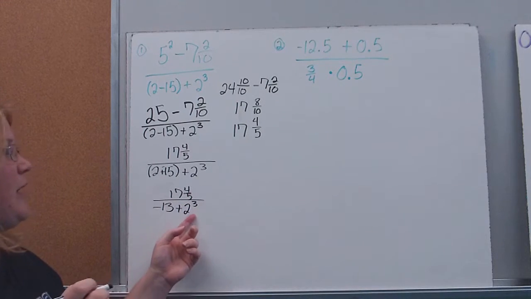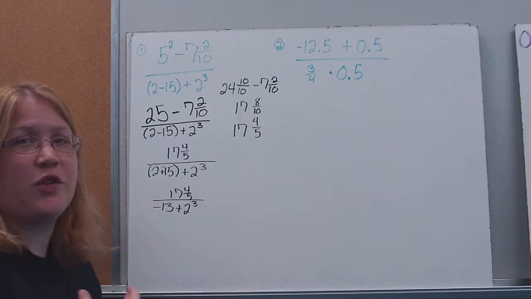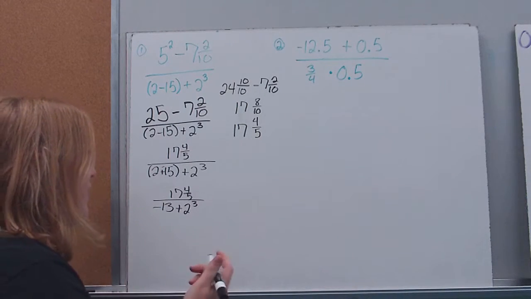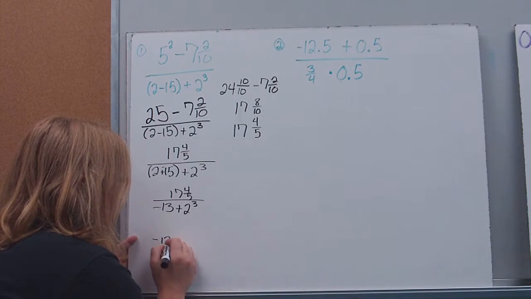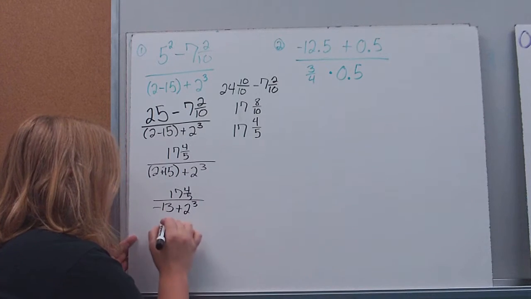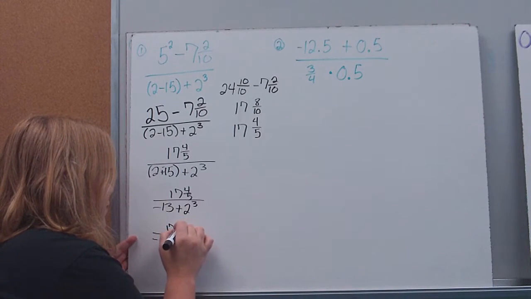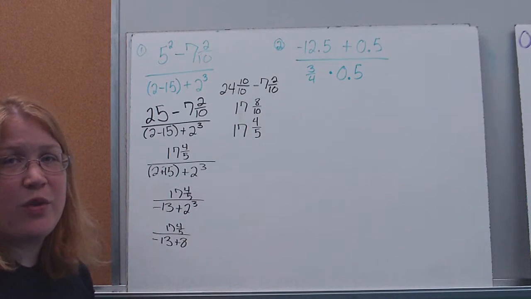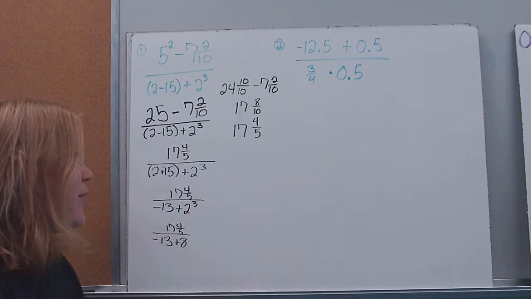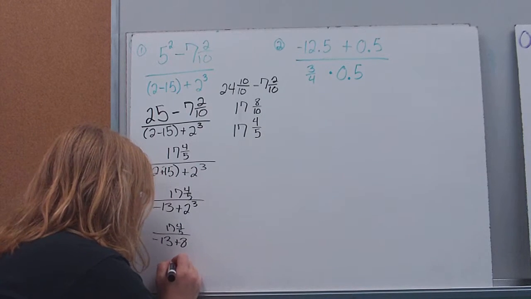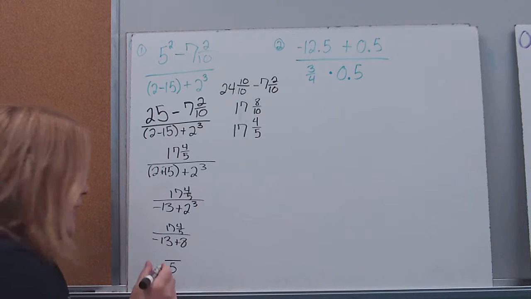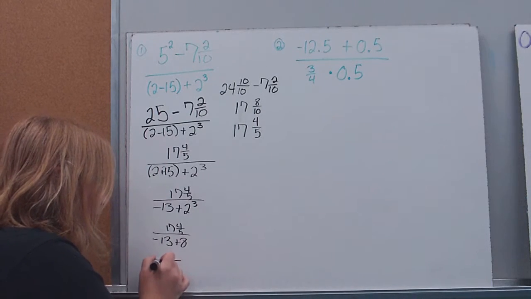So I have negative 13 plus 2 cubed. So now I need to do my 2 cubed, which means I'm multiplying 2 times 2 times 2, which gives me 8. So I have negative 13 plus 8 on the bottom. My top is not changed. Negative 13 plus 8. Now I'm again adding 2 numbers with different signs, which means I'm going to wind up subtracting their values, which gives me 5. 13 was the larger absolute value. It was negative, so it's going to be a negative 5.